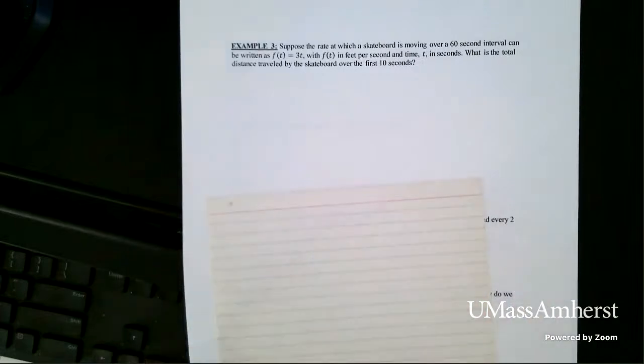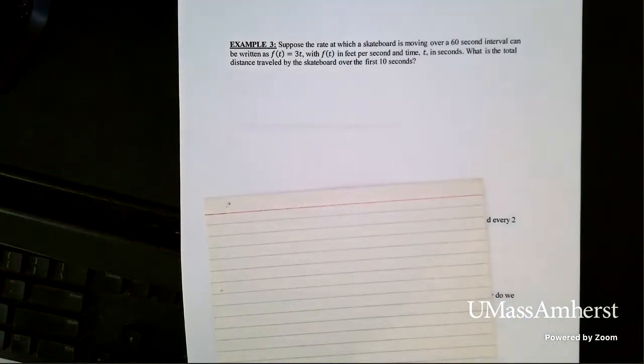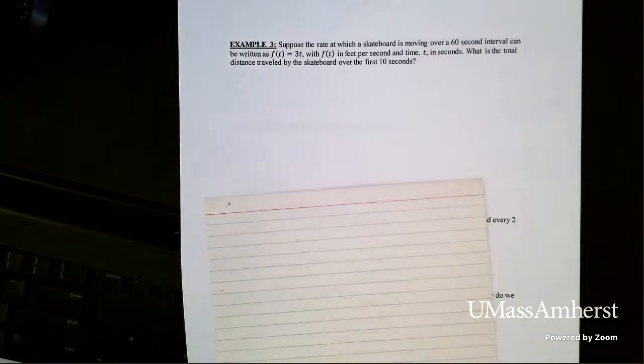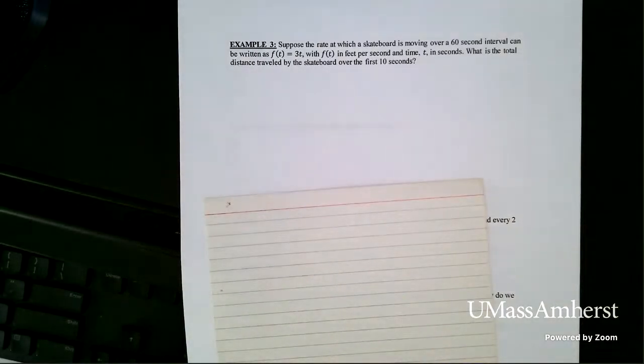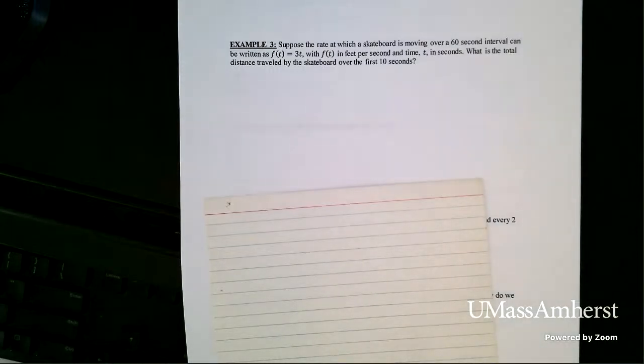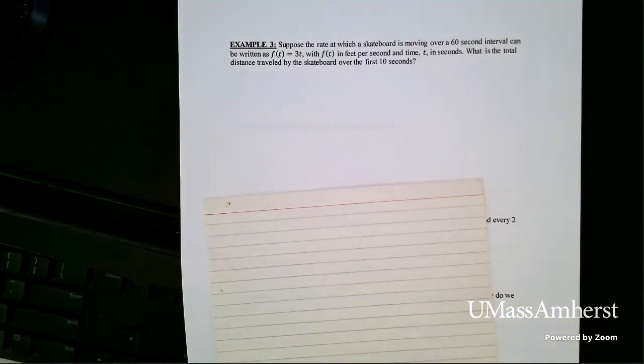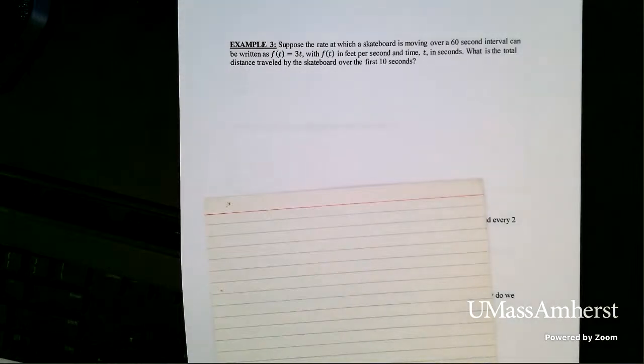Okay. So suppose the rate at which a skateboard is moving over a 60-second interval can be written as f of t equals 3t, with f of t in feet per second and time t in seconds. Okay, so let's talk about this rate for a minute before we get too far. Since it's not constant, it's speeding up. So at time equals 0, the skateboard is moving 0 feet per second, because if you plug in a 0, you get 0. After 1 second, if you plug in time equals 1, the skateboard is moving 3 feet per second. At time equals 2, it's moving 6 feet per second.